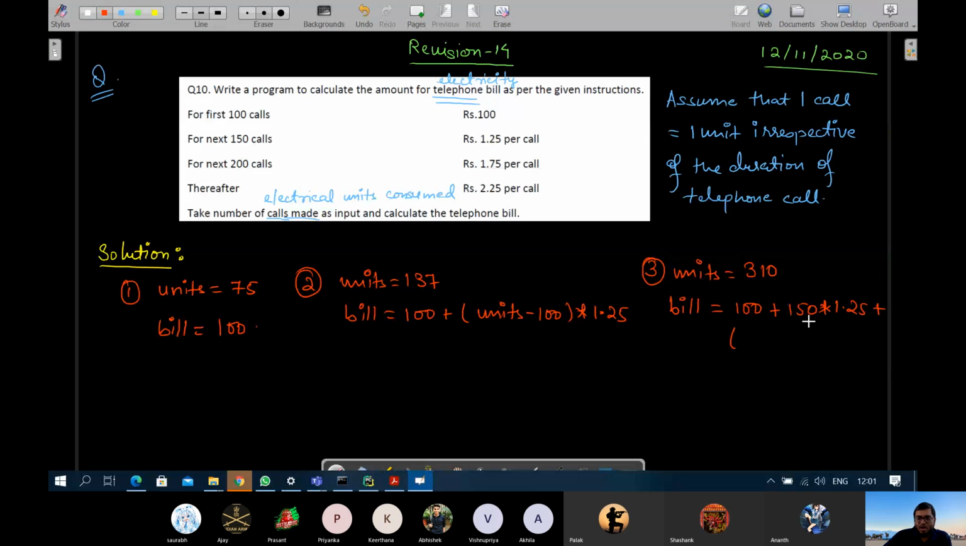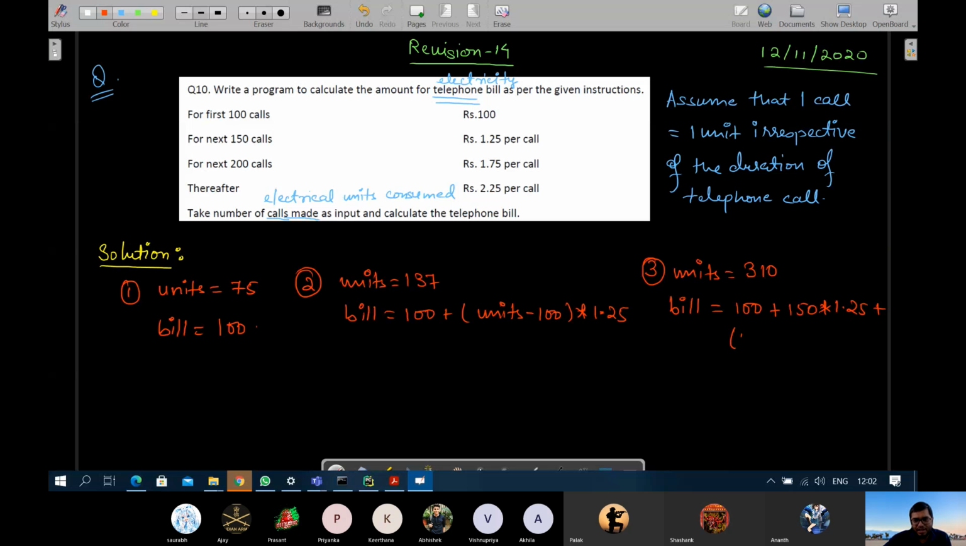Okay, so now how many additional calls have you made? Look, for the first 100 you have paid 100 rupees, then up to 250, that means the next 150 calls. Look, the number of calls is greater than even 250. Because for the first 100, then for the next 150 you will be paying at 1.25. So for the first 250 calls we have already calculated the first 100 calls, then the next 150 calls. So this is above 250 because this is 310.